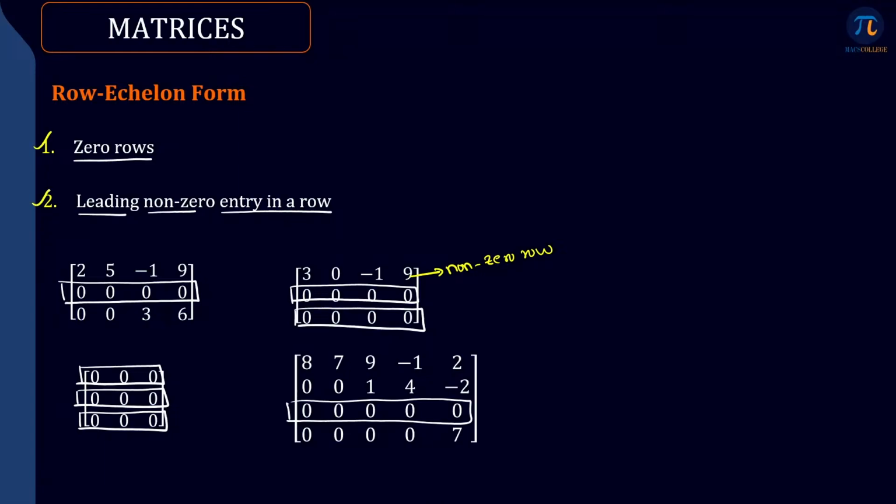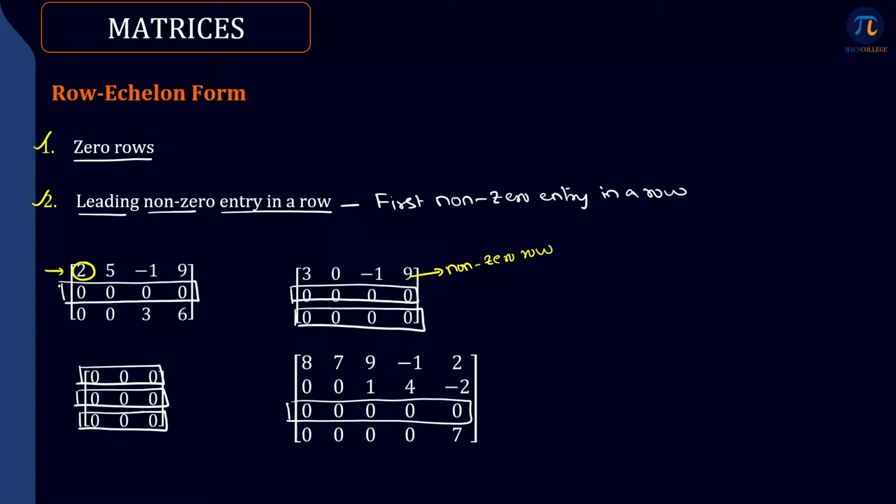Now, the second term which we need to understand is what is leading non-zero entry. Leading non-zero entry means the first non-zero entry in a row. Okay. So, if you consider the first matrix, in the first row, 2 is the leading non-zero entry. See, leading does not mean highest, sir. It is the first non-zero entry in that row.